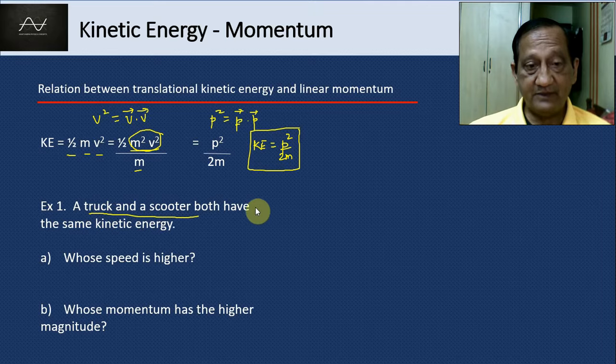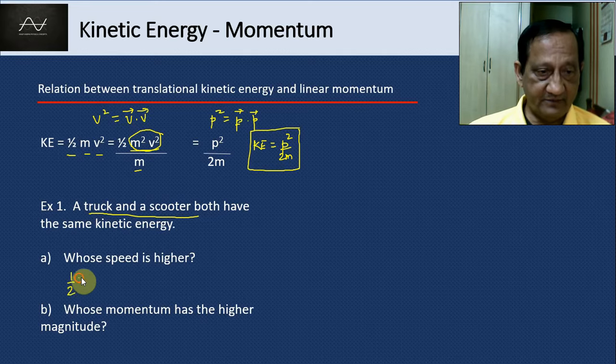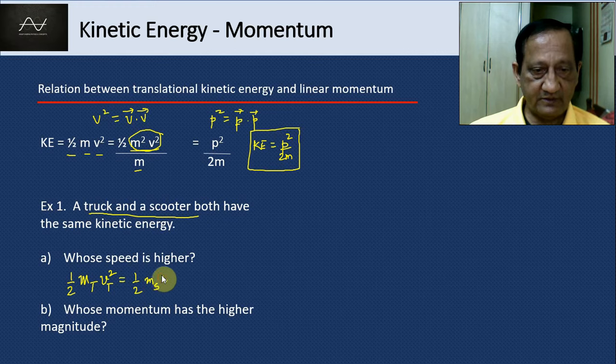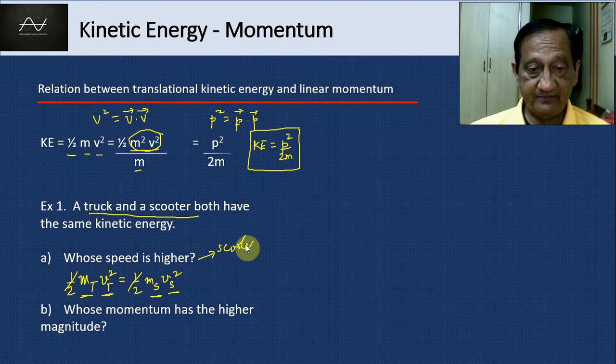Suppose a truck and a scooter have the same kinetic energy. Which has the greater speed and which has the greater momentum? Let's equate the kinetic energy. Half into the mass of the truck into the speed of the truck squared is equal to the kinetic energy of the scooter, half into mass of scooter into the speed of scooter squared. Half cancels. The mass of the truck is very much larger than the mass of the scooter. Therefore, the speed of the truck should be very much smaller than the speed of the scooter. Because of this equality, the answer is that the scooter has the greater speed.